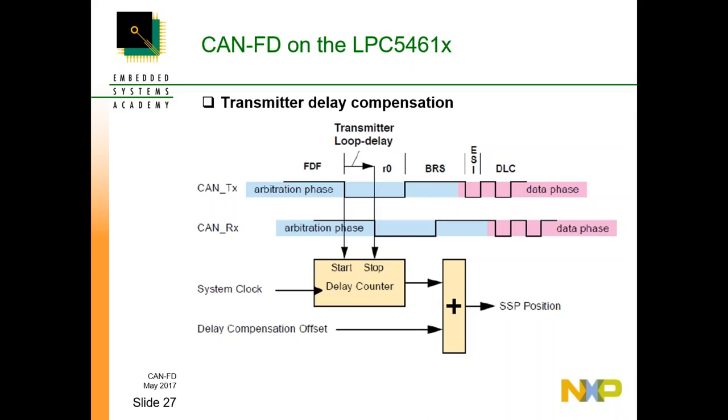The solution is to enable transmitter delay compensation, which creates a secondary sample point inside the bit only used by the transmitter. This is enabled by setting a bit in the data bit rate register, and a compensation value can be specified.